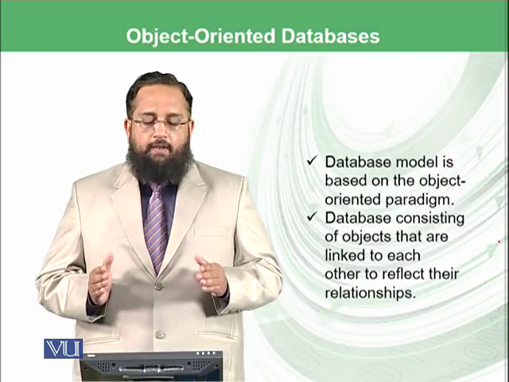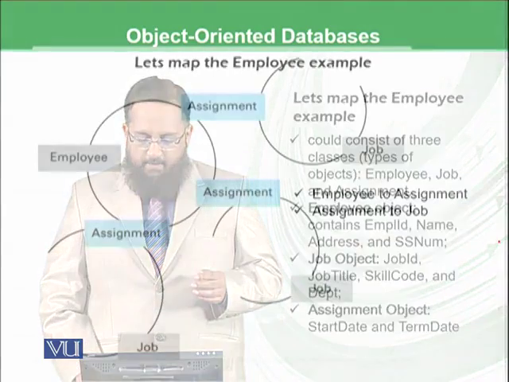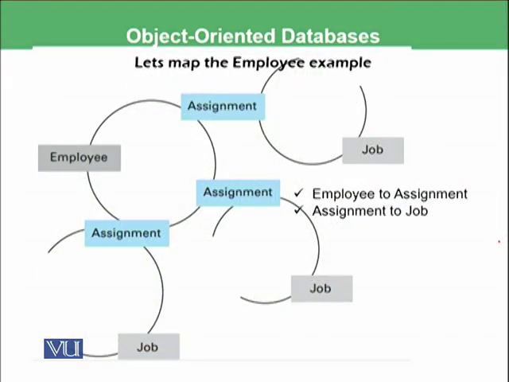So the database model is based on the object-oriented paradigm, and let's try to map the employee example in this slide. We have employees over here. So you can see there is one employee and there are three jobs available. This job object contains the job-related things and the employee object contains the employee-related things. And the assignment object creates a link between the employee and the job.